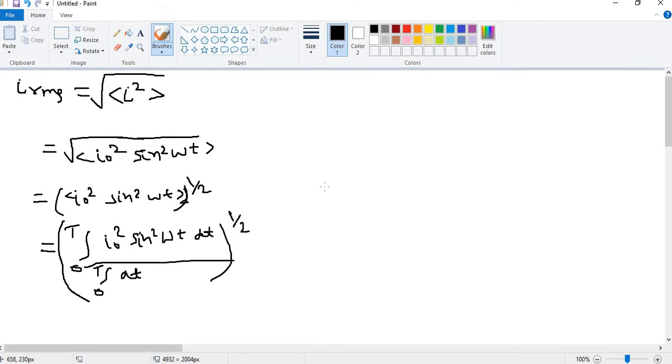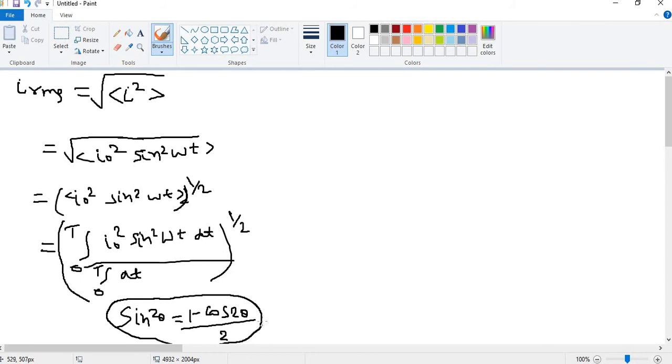Now what will we do here? We don't have any formula for the integration of sine square omega t, but from trigonometry we have one formula: sine square theta is equal to 1 minus cos 2 theta by 2. Then we will do the integration of this one. So I am going to use this formula instead of sine square omega t.